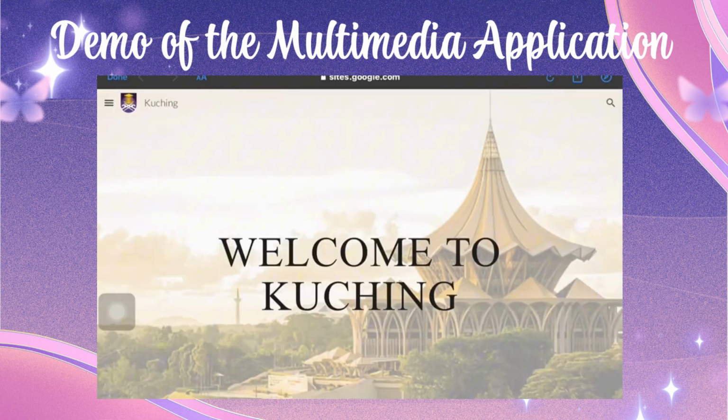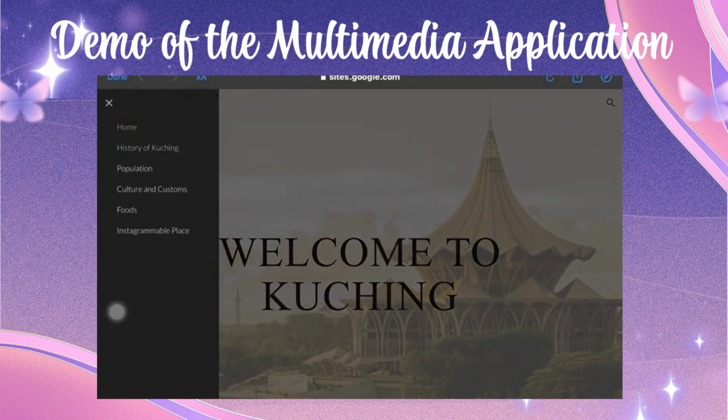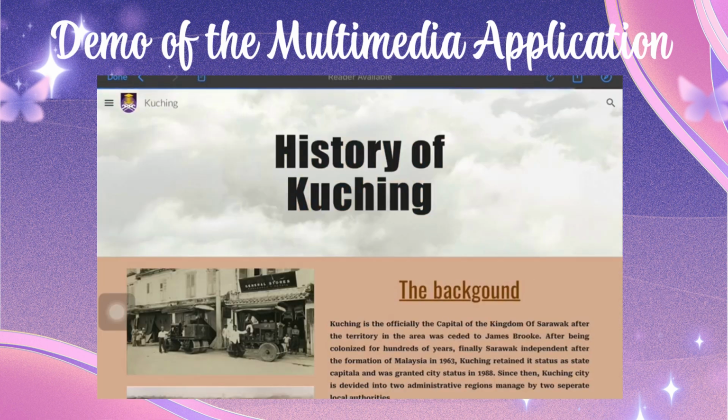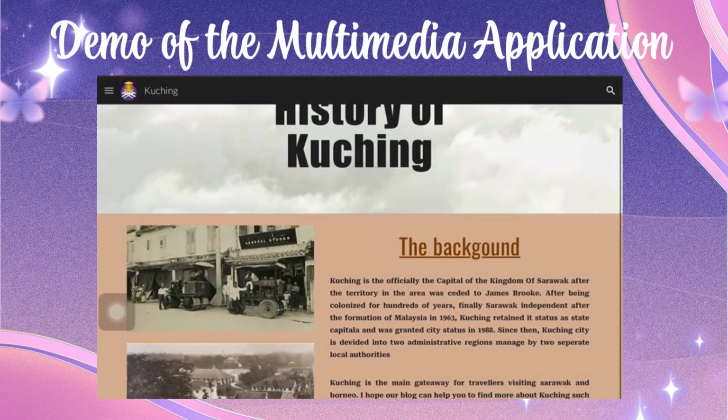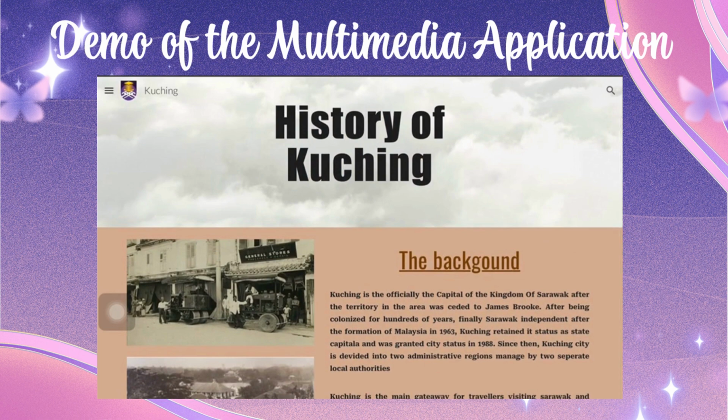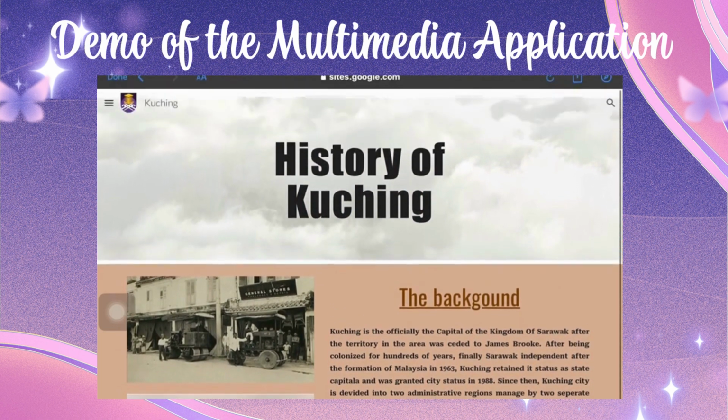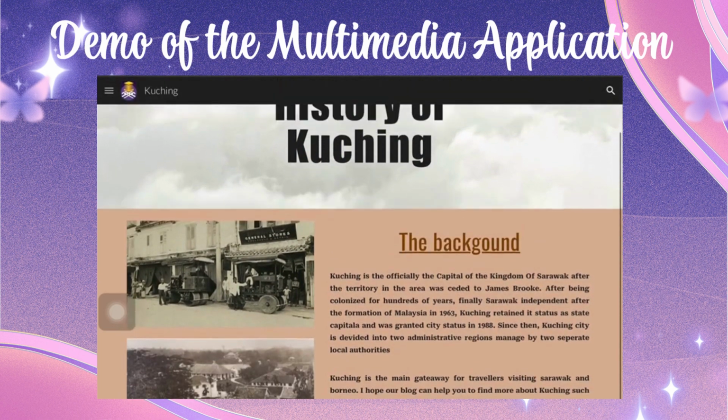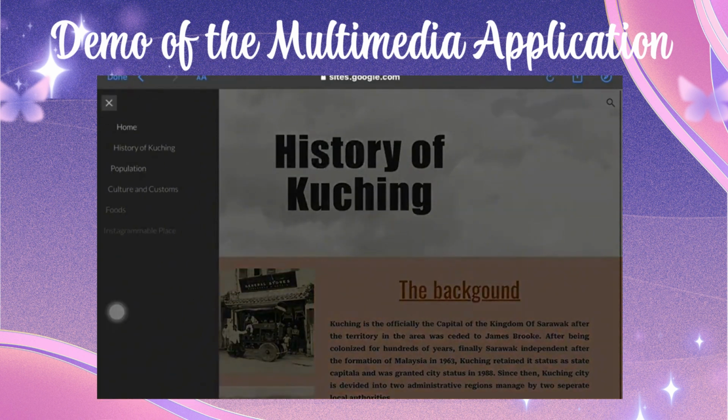The first one is the home page, which is this one, and the second one is the history of Kuching. On this page, you can see a background of Kuching that we have described, and then you can read through it to add to your knowledge about the history of Kuching. The next one is the population.